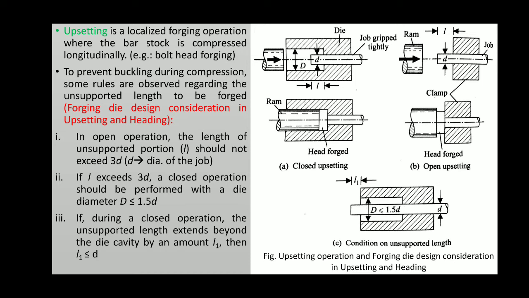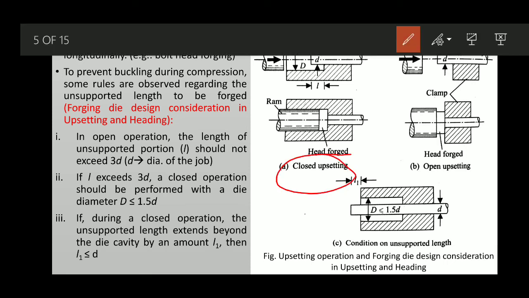If that has to happen, some rules have to be observed regarding the unsupported length. Those design considerations are nothing but the forging die design considerations in the case of upsetting and heading processes. Now, what are the different design considerations? The process may be closed upsetting or open upsetting, depending on how it is carried out, and based on that we have to see what design considerations apply.